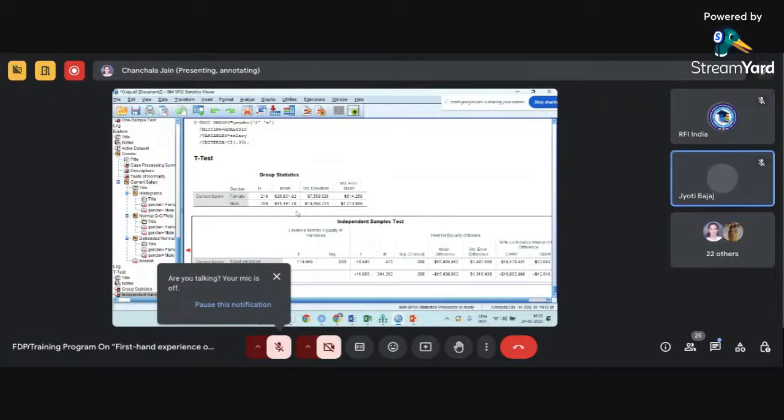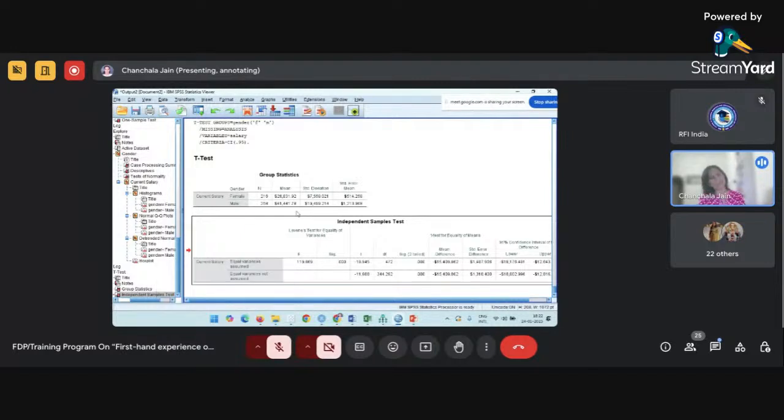Yes, ma'am. I think till here everything is clear to everyone. Any doubt in the independent samples t-test? Ma'am, how did you conclude that the male average salary is more than the female average salary? From the group statistics, from the mean itself, right? Yes, because difference is existing.